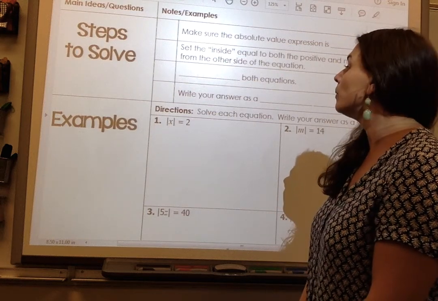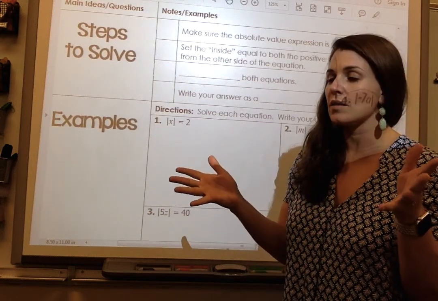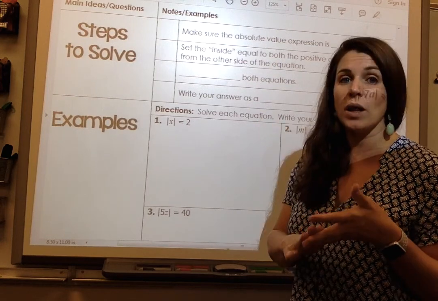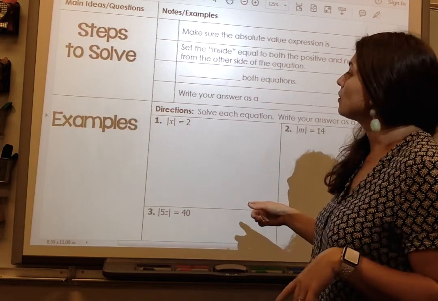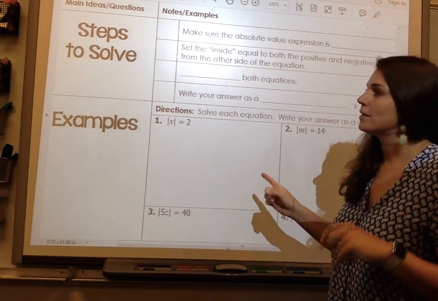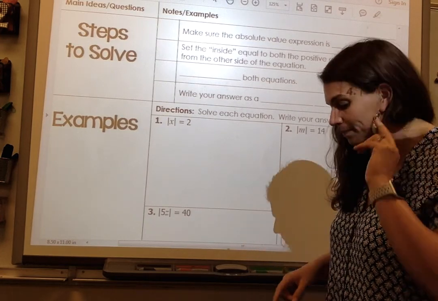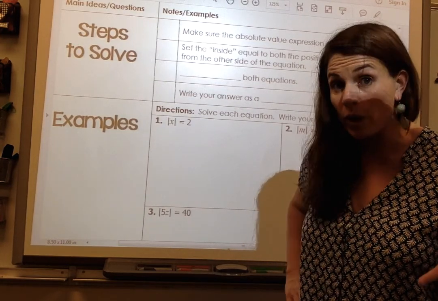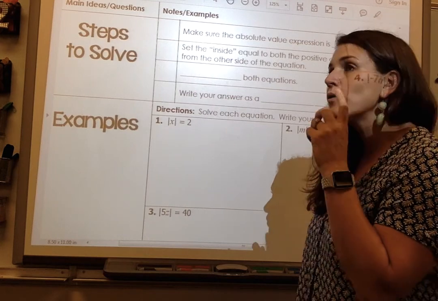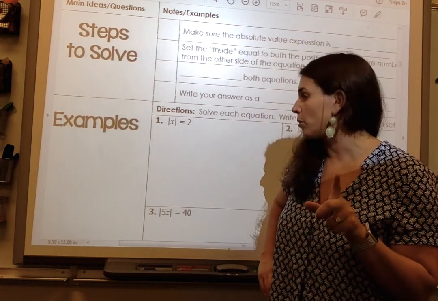All right, guys, remember, this whole unit is all about solving equations and inequalities, any type. And so the one we're going to do right now is the absolute value equations. But first, I want to refresh your memory on what absolute value is. Remember, absolute value is the distance from zero on a number line.